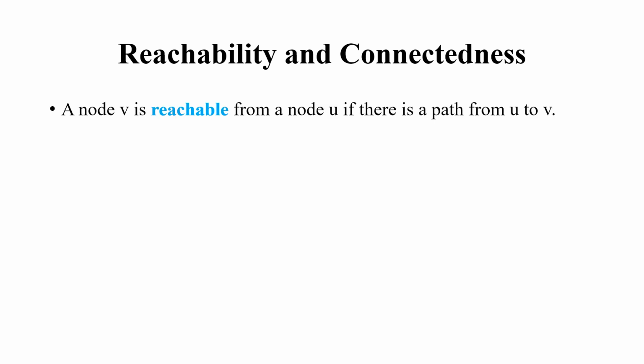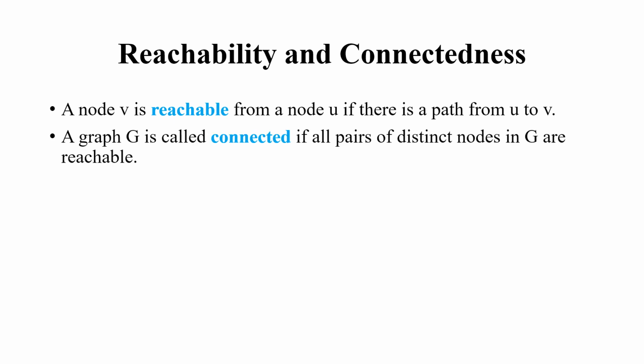Now let's go to reachability and connectedness. A node V is reachable from a node U if there is a path from U to V. A graph G is called connected if all pairs of distinct nodes in G, all pairs, are reachable.